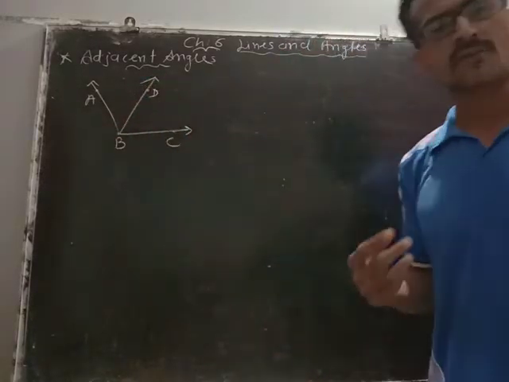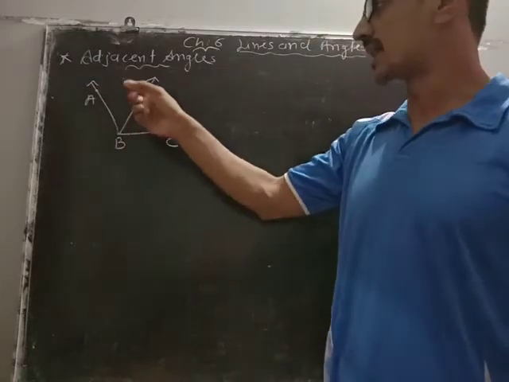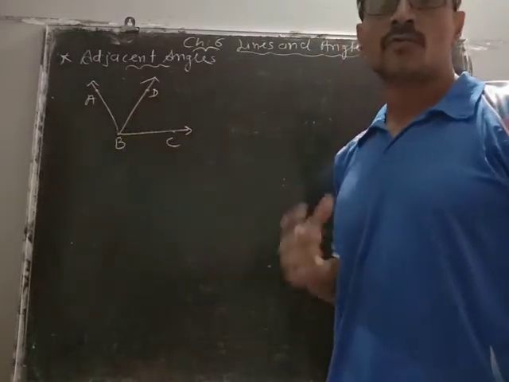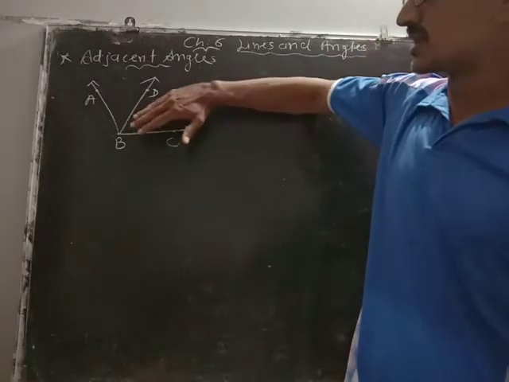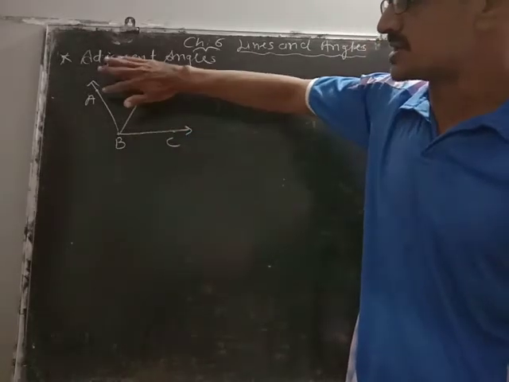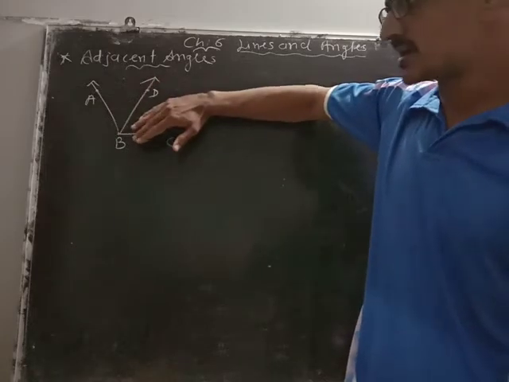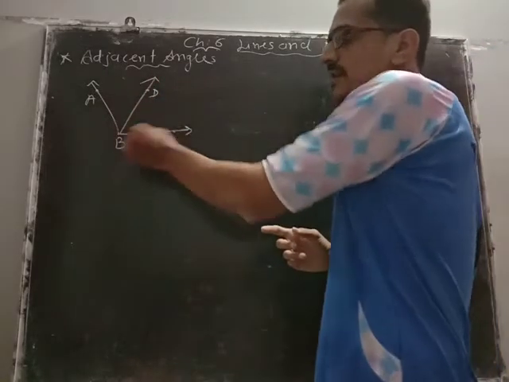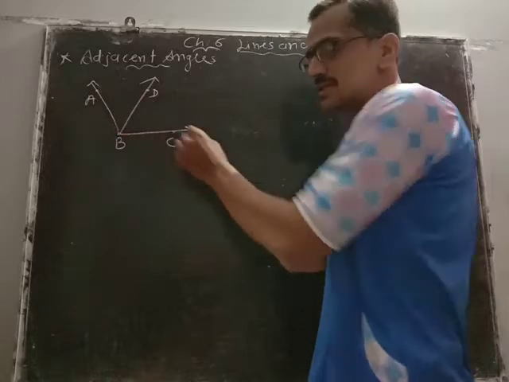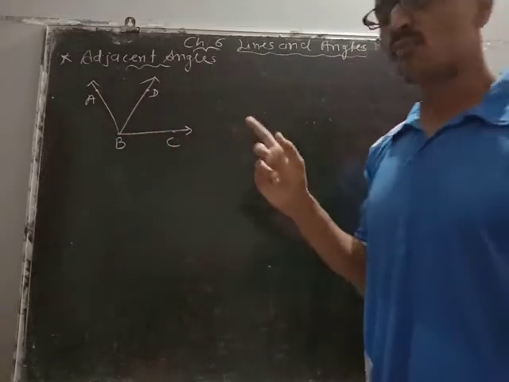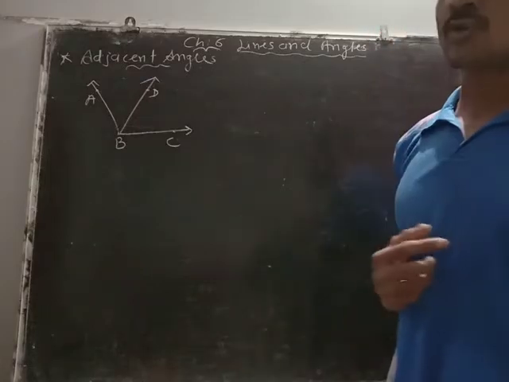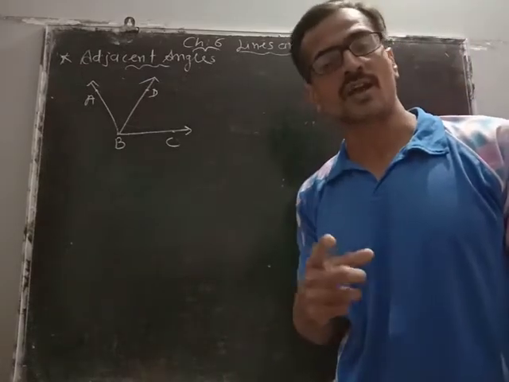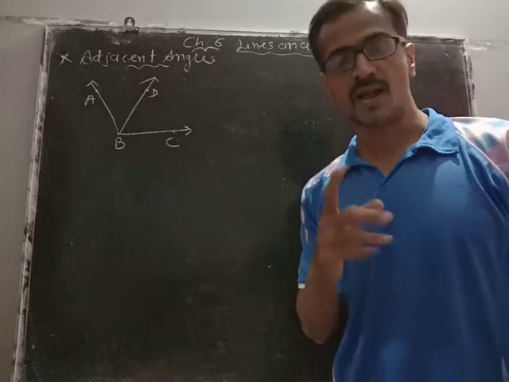See here two angles are formed. Angle ABD, angle DBC. We know very well that every angle is formed from two arms. In this angle ABD, two arms are BA and BD. The arms of angle DBC are BD and BC. Here both the angles have one common arm, that is BD. If two angles have a common arm, then those two angles are called adjacent angles.